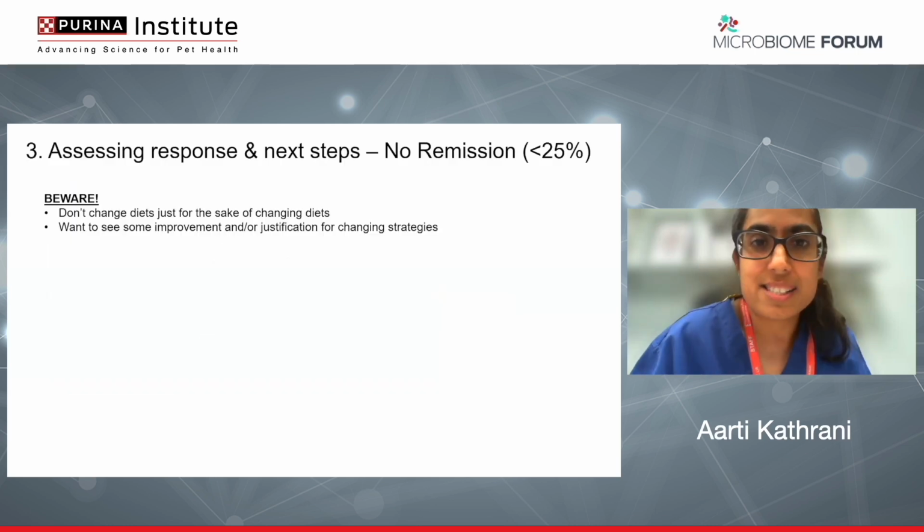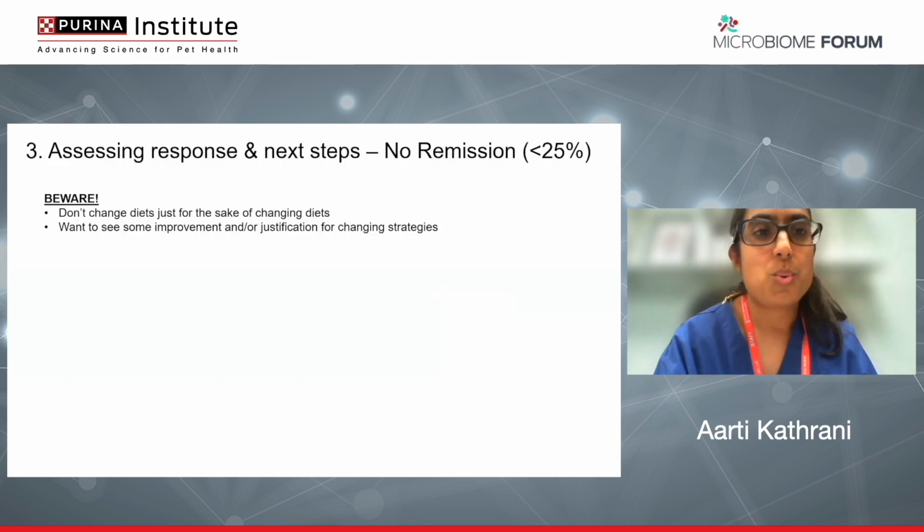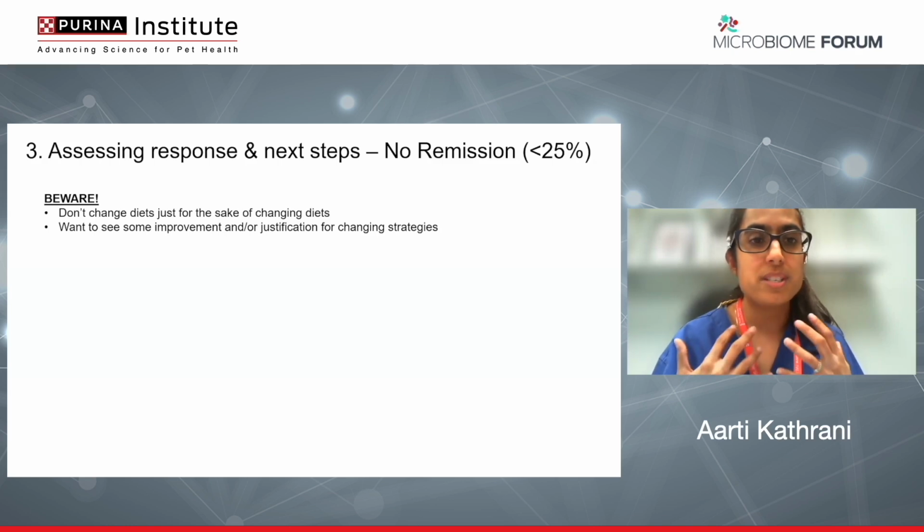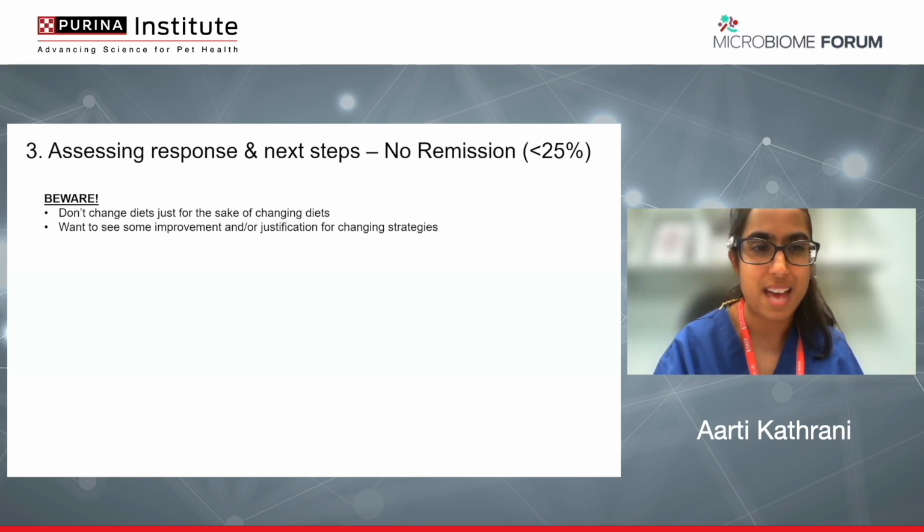And then this is the last slide. I talked about being reluctant to put a number on how many diet trials you need before we say it's not food responsive. So I just wanted to say, beware. Don't change diets just for the sake of changing diets to reach a magic number. We do want to see some logic behind that. We want to see some justification for changing strategy, some improvement like we did for that cat.